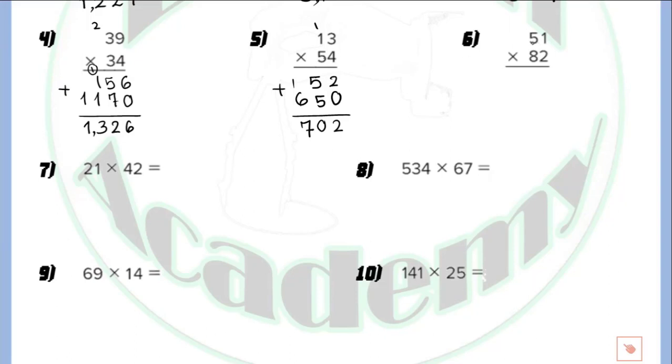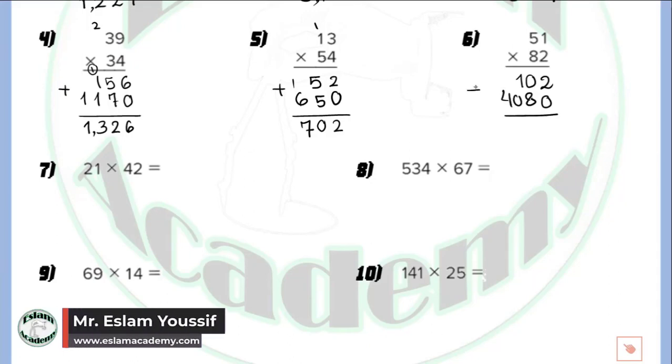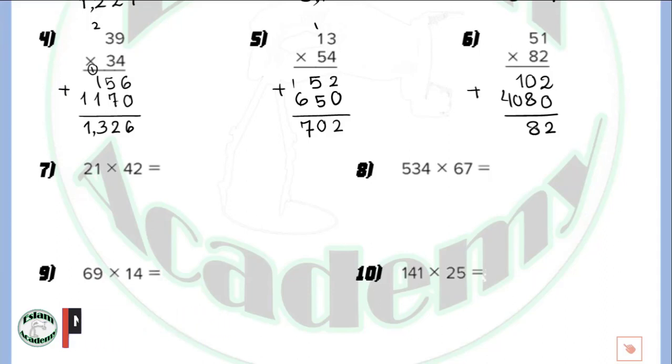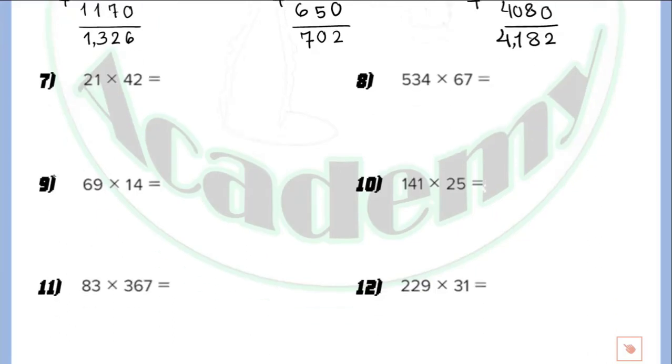You will find the same in question number 6. 51 multiplied by 82. At the first, 2 times 1 equals 2. And 2 times 5 equals 10. Before starting multiplying the second number, just write 0. 8 times 1 equals 8. And 8 times 5 equals 40. Now by adding the two numbers. 0 and 2 equals 2. 0 and 8 equals 8. 1 and 0 equals 1. Then write 4. So the answer now will be equal to 4182.